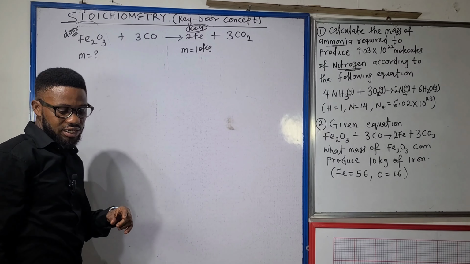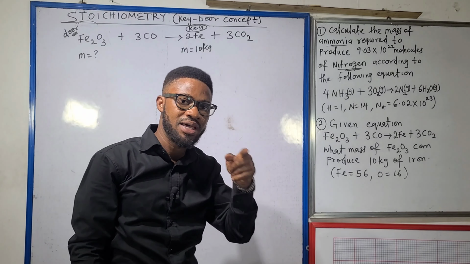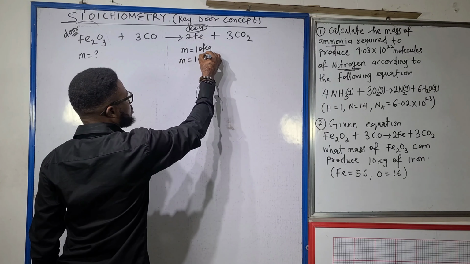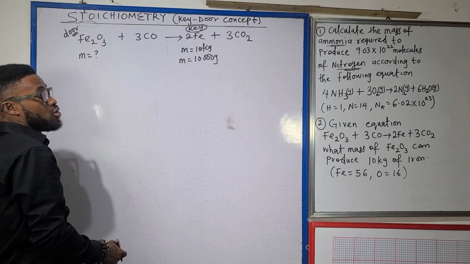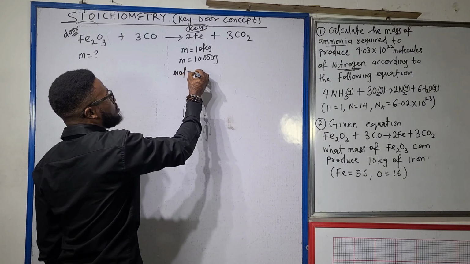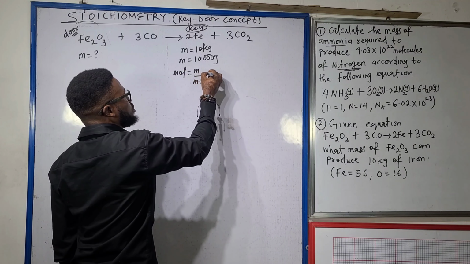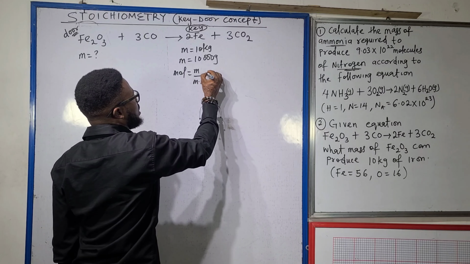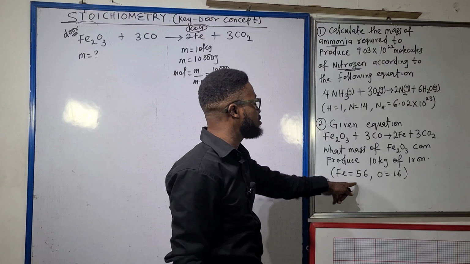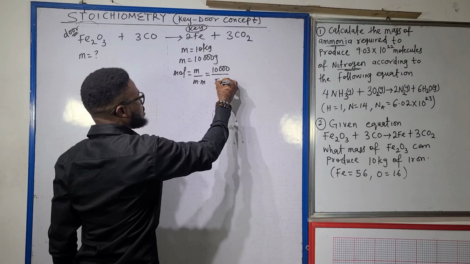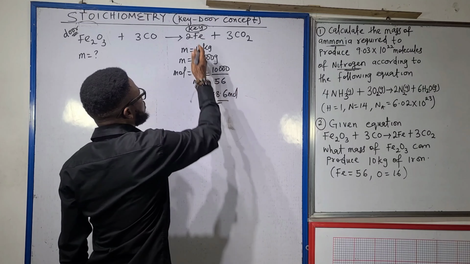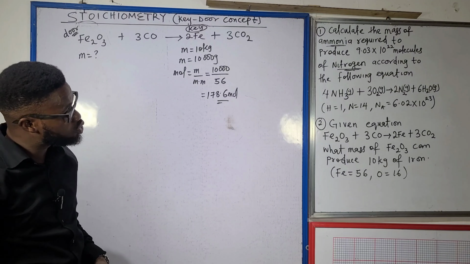But mind you, in physics, according to the SI units, we deal in kilogram. In chemistry, we deal in grams. So this has to be taken to gram, so that the mass is 10,000 gram. To convert kilogram to gram, you multiply by 1,000. Now that I have this, I have to convert it to mole. My mole equals mass over molar mass. So that is 10,000 divided by 56 for iron. This should give me 178.6 mole.